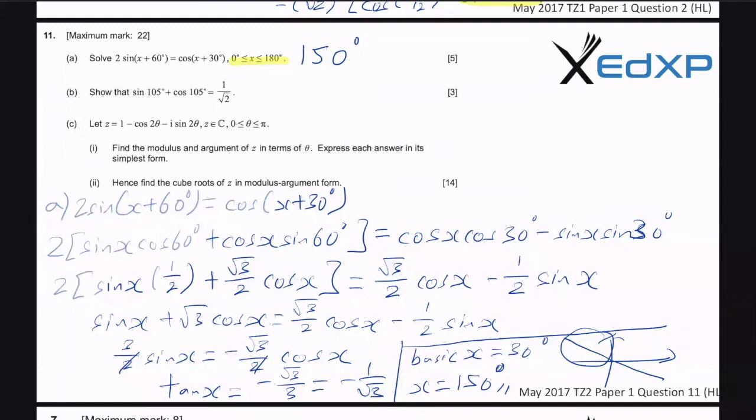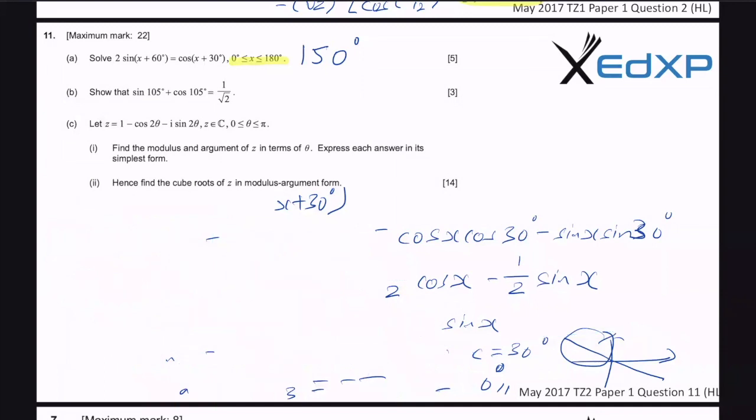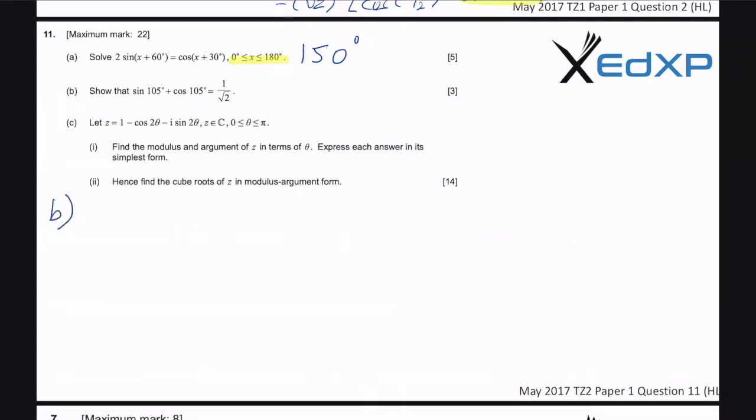Let's have a look at part B. Importantly, for section B questions, they are usually all linked. So we may need part A later. We're not sure, but always keep part A and B in mind when doing part C. Part B: show that sin 105 plus cos 105 degrees is 1 over root 2.